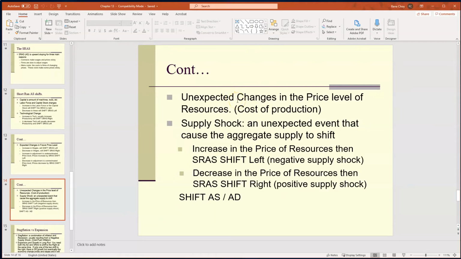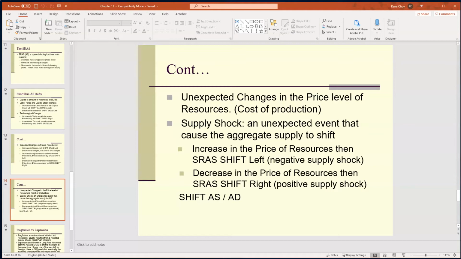Now, things outside of our control or unexpected changes in prices and the cost of production, for example, will also create a movement in the aggregate supply. Something we call a supply shock. Now, a supply shock can come from several outside forces, for example, the weather, or what happened in the recession of 2020, basically a change in the behavior of people and workers with COVID-19.